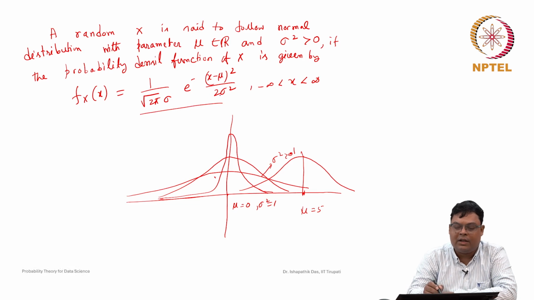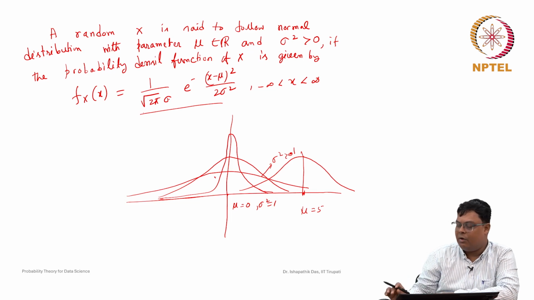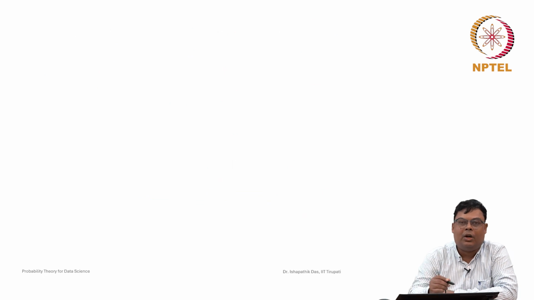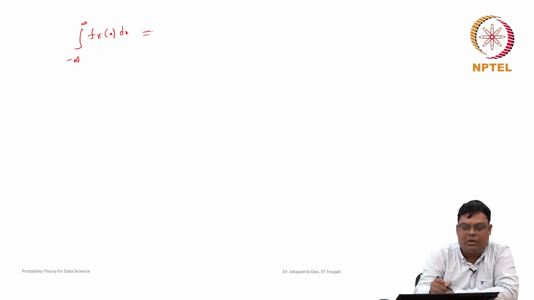Now we want to check whether this is a probability density function. It is always greater than or equal to 0, since it is e to the power of something square, and this is also a constant. A probability density function is always greater than or equal to 0, so we have to check whether the integral from minus infinity to plus infinity of f(x) dx is equal to 1 or not. So, this is equal to the integral from minus infinity to plus infinity of 1 by root 2 pi sigma e to the power of minus (x minus mu) whole square by 2 sigma square dx.